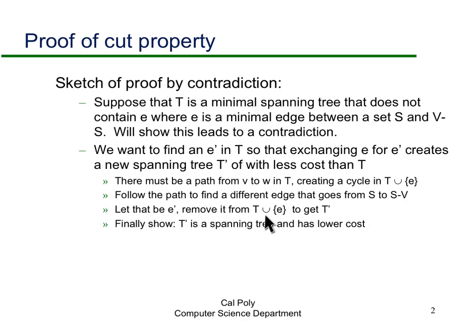Remove E from T and add E prime, and we'll get a new T prime. So what we've done is exchange the edge E for the edge E prime. And by doing that, we still get a spanning tree. But the key thing is, notice this spanning tree has a lower cost. Why does it have a lower cost? Because the weight of the edge E is less than the weight of the edge E prime.